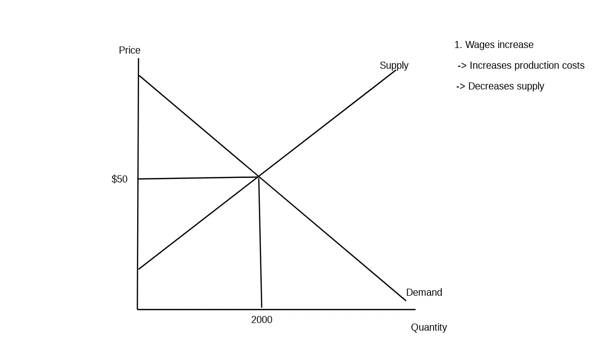Specifically, at $50, firms are going to want to produce fewer tests, because wages have increased for essentially each test, because the lab technician that's processing the tests is being paid more. So at $50, firms do not want to produce at 2,000 anymore. To show that, we need to shift the supply curve.